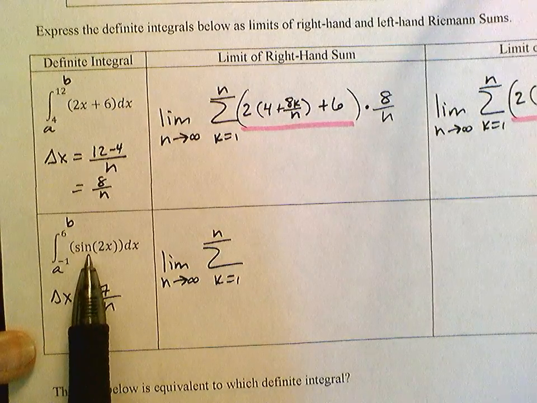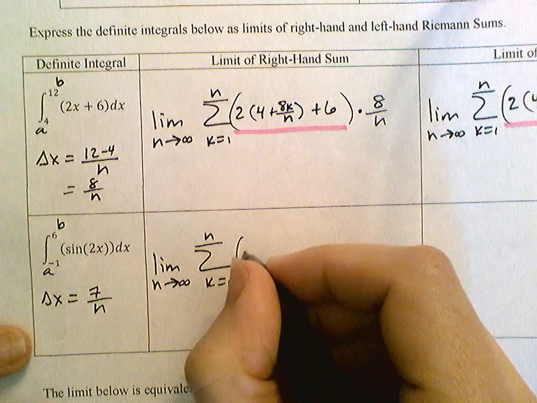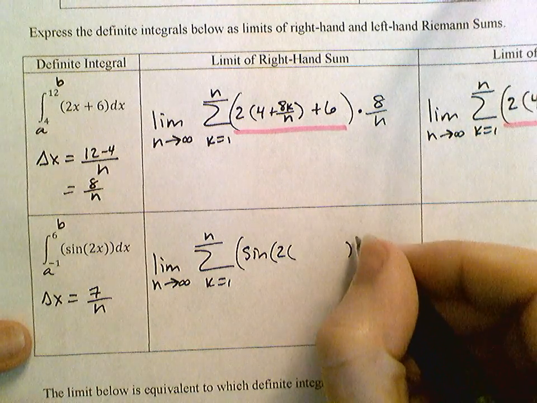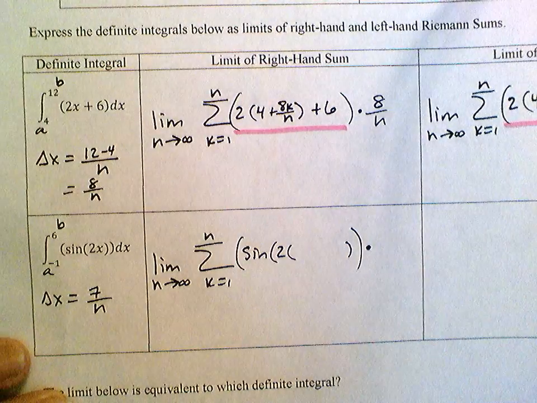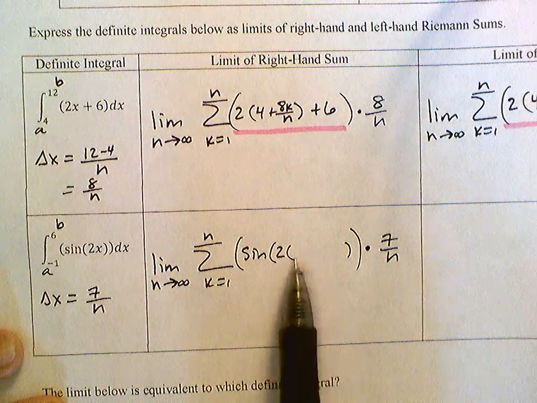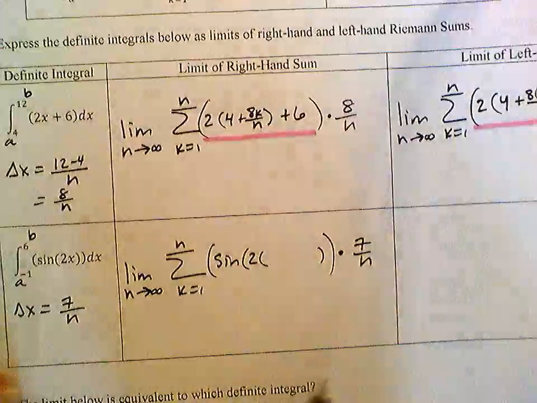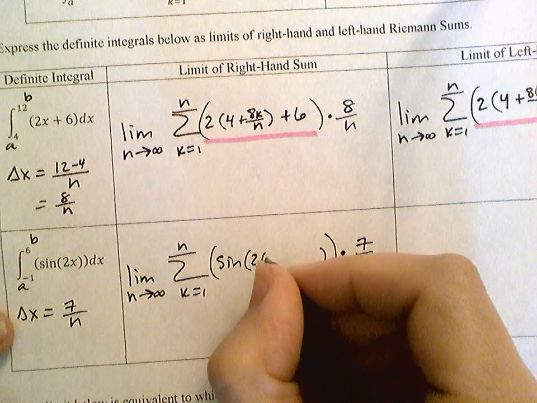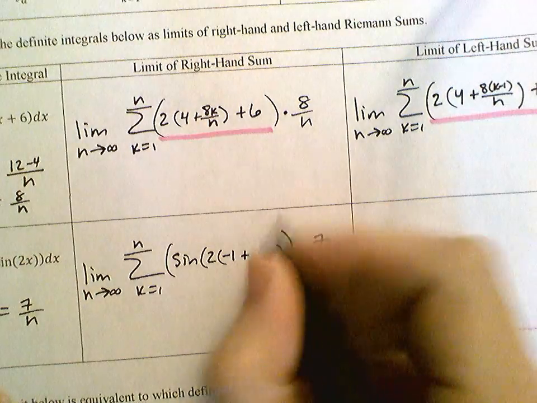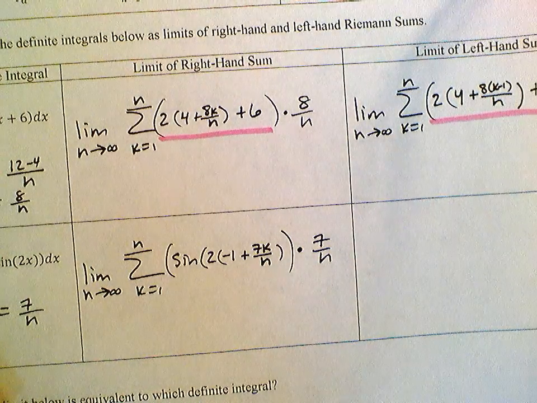Now I'm going to take my function, which is sine of 2x, and I'm going to leave a blank for the input. So we're going to have sine of 2 blank times delta x, which is 7 over n. And then what's going to go in the input of the function? We want to do a plus k delta x. A is negative 1 plus k times delta x, so k times this, so 7k over n. All right, so there's that.